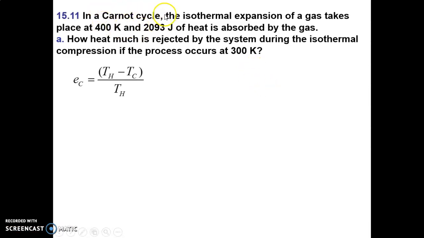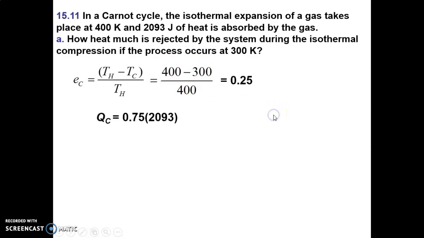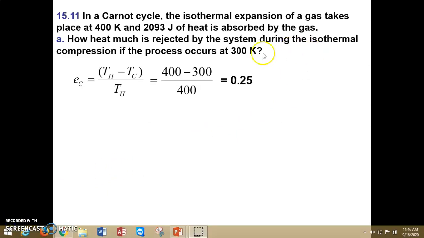Okay, so it's a Carnot cycle, so we can use the Carnot efficiency equation. We have our hot temp, cold temp over hot temp. We can get our percentage, 25%. Now, this engine is only 25% efficient, and they're asking us for how much heat is rejected. So if this is the amount of heat absorbed, 2093, and it's only 25% efficient, then what is rejected?